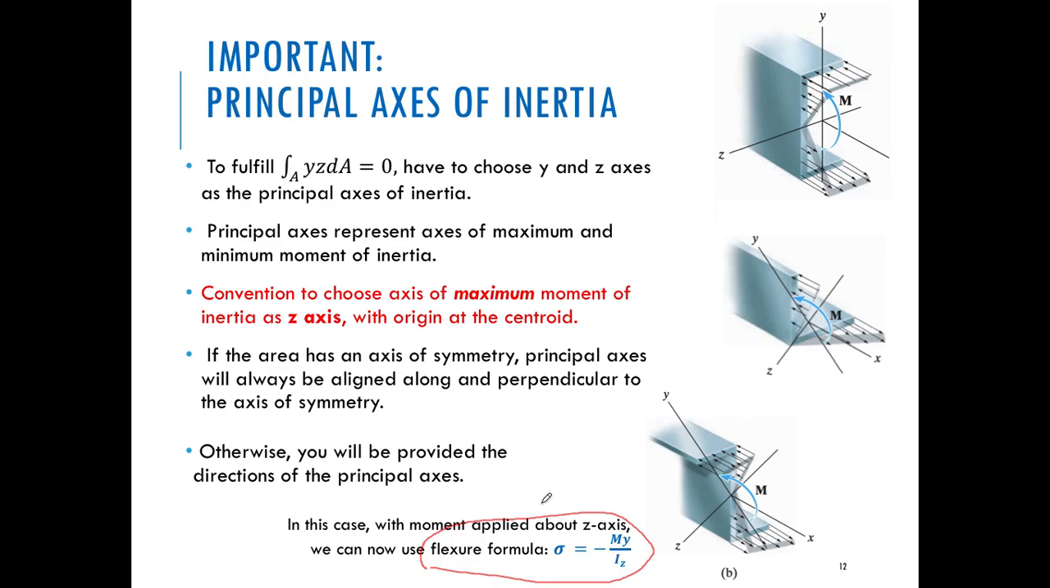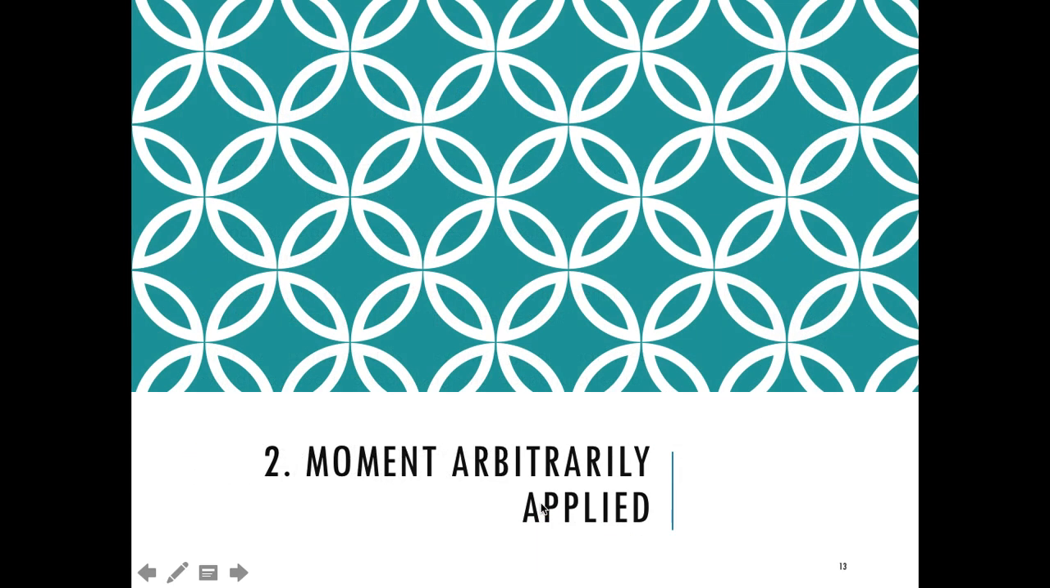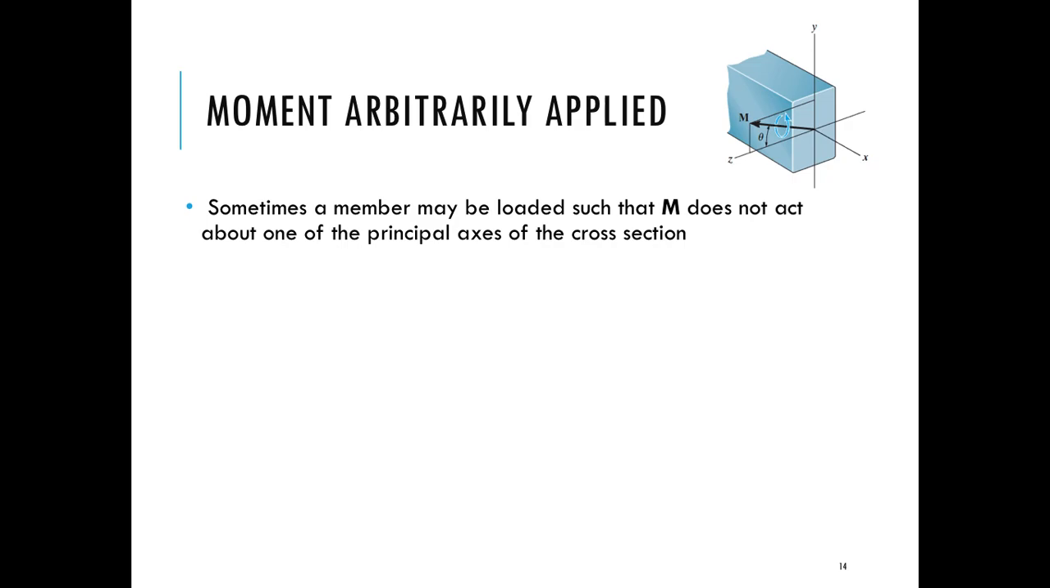Today, I want to move on to relaxing our second assumption and assume that our bending moment can be applied about any axis, even other than the neutral axis. So for example, for simplified purposes, let me consider a rectangular cross-sectional shape. I know that it has two axes of symmetry, so my principal axes will of course be aligned along and perpendicular to these axes of symmetry. So I've established my right-handed coordinate system according to the rules I'd established in the last lecture.